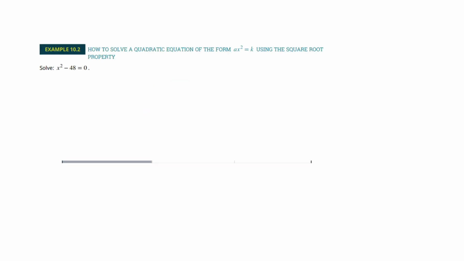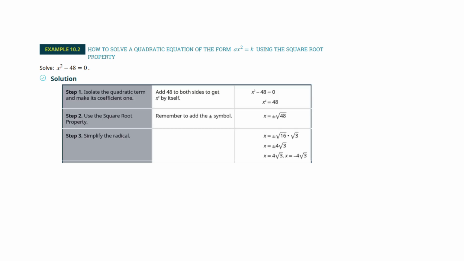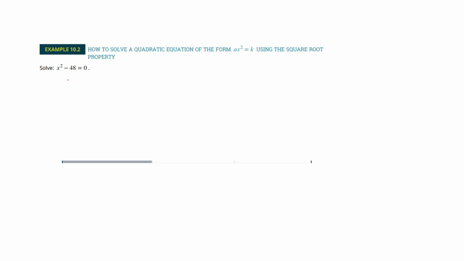Okay, now this one, we have just a couple extra steps. We want to isolate the x squared. We've seen this before when we were working with square roots. The difficult part of the equation needs to be isolated. And so I want to get x squared by itself. So what I'm going to do is I'm just going to add 48. I'm going to add 48 to both sides. Okay, now I've got x squared equals 48.